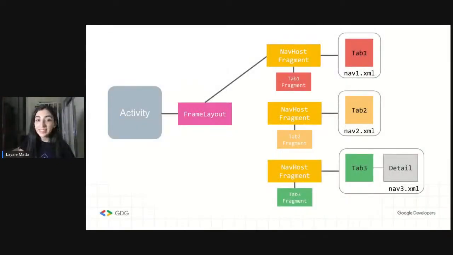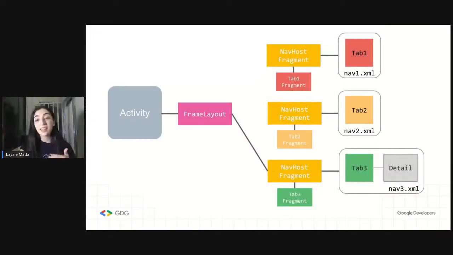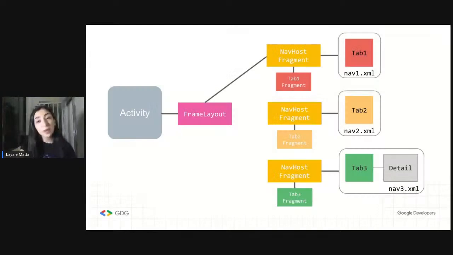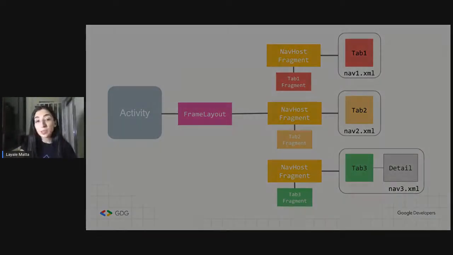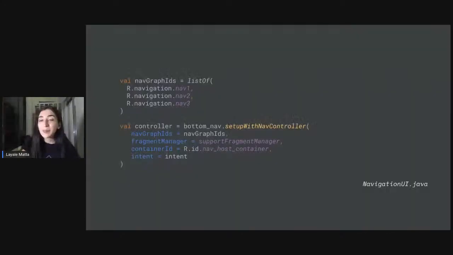And apparently, the frame layout will now be able to attach and detach from every nav host that it needs to be displaying. So in this way, we have actually created our multiple backstack. And this is the hack, and it's actually working.